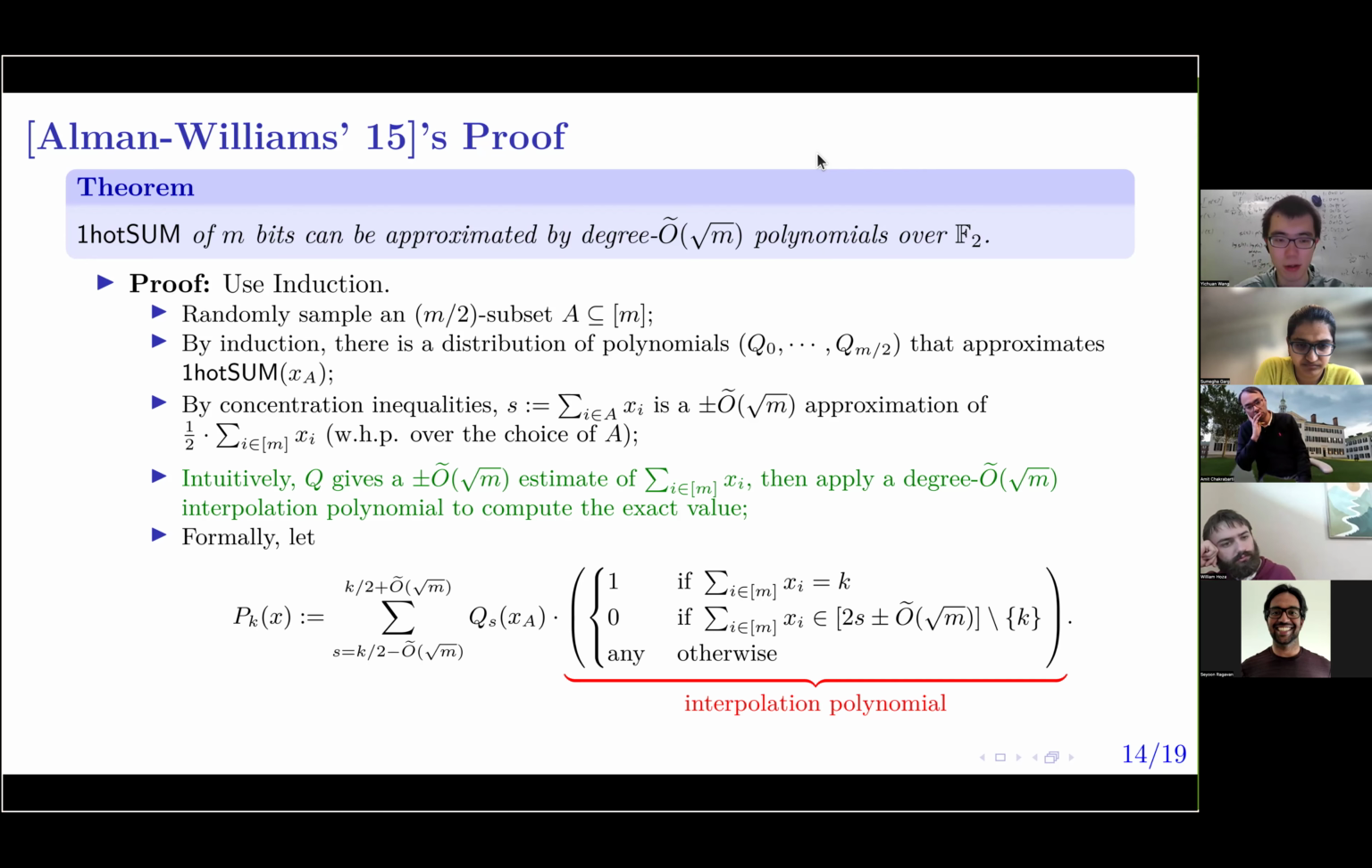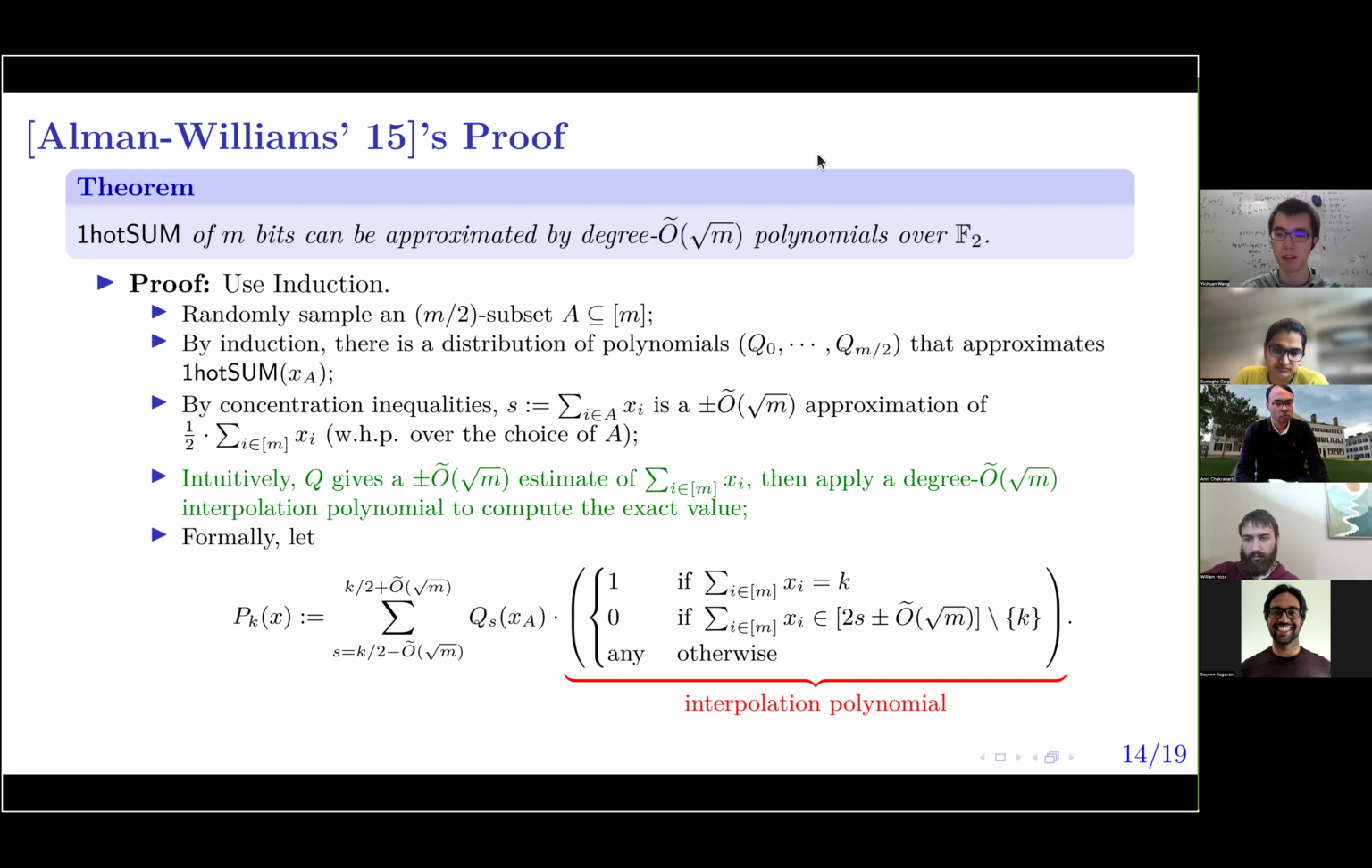Then we have an estimate that with high probability, the total sum is now 2S plus or minus square root n. And then we multiply it by our interpolation polynomial. So if the sum is exactly k, then we output 1. And if it is some value in 2S plus or minus square root n other than k, then we output 0. And if it is not in this interval, we just output anything.